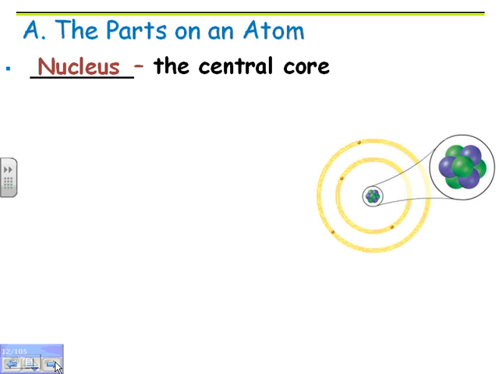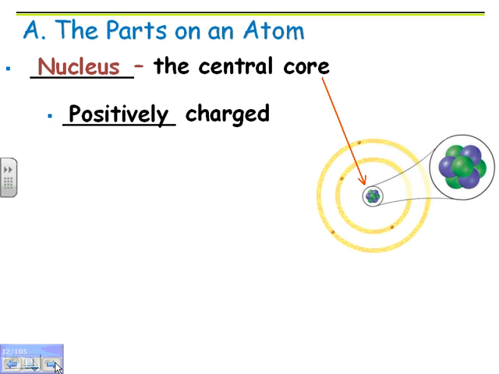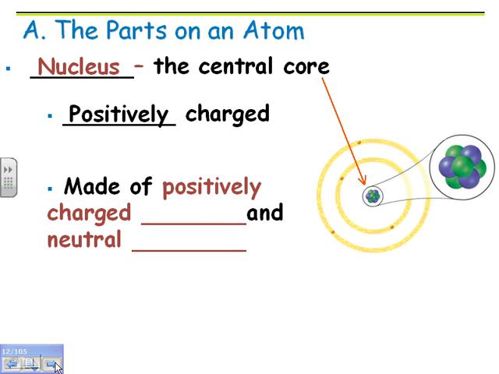So the parts of an atom: the middle is called the nucleus, the central core, and it's positively charged. It's positively charged because it's made out of positively charged protons. So this is kind of nice. You've got positive and proton both starting with the same letter. And then neutral, neutrons. Excellent. P for positive and P for proton, and neutral for neutrons.